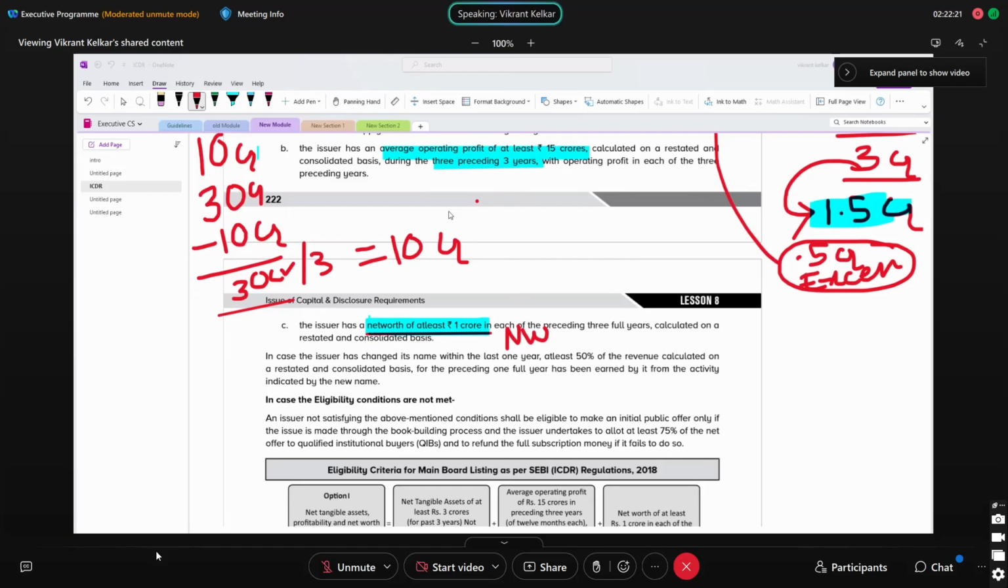Okay, so what is the meaning of net worth? Net worth means normally the capital of the company plus the reserves and surpluses. Correct? This is the simple formula to calculate the net worth. So if the company has capital plus surpluses, that is profits from earlier years, and the total is how much? 1 crore.